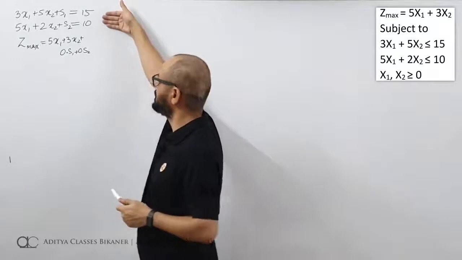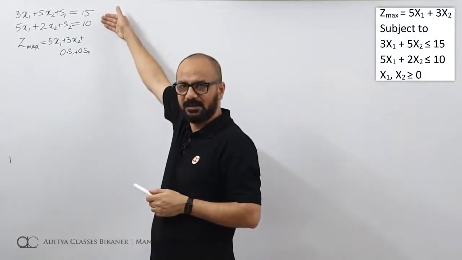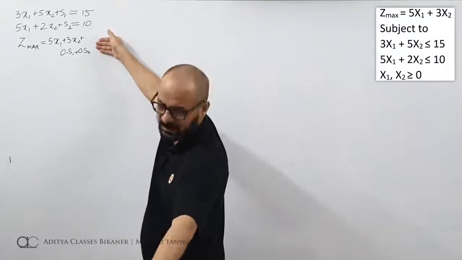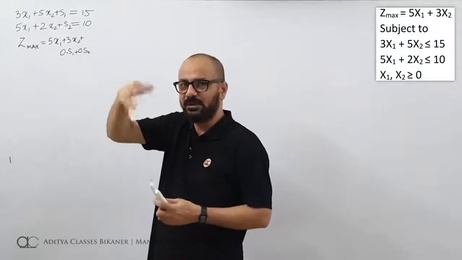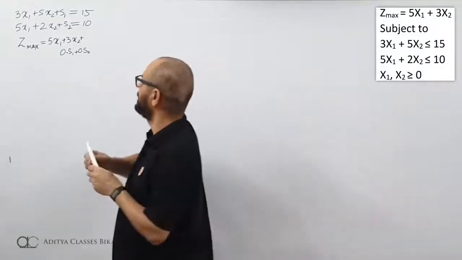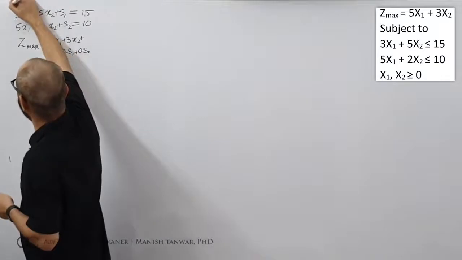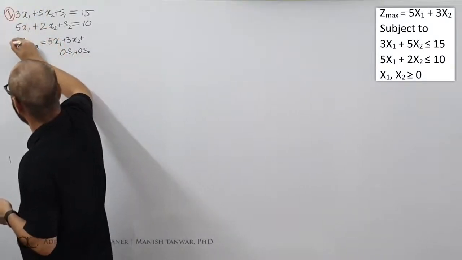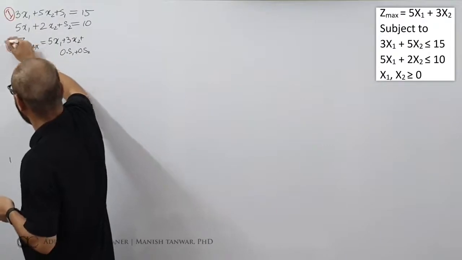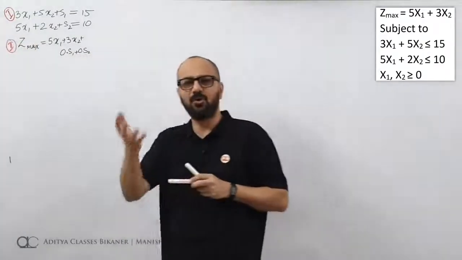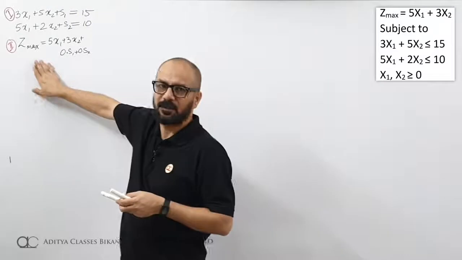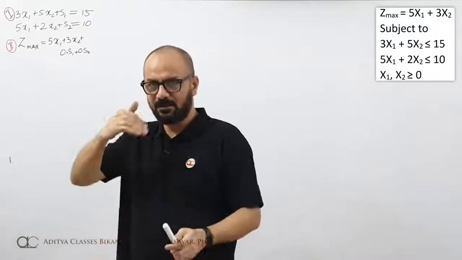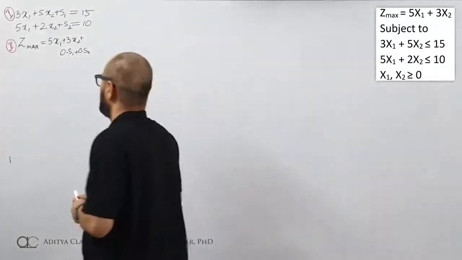So the first step was to convert inequalities into equalities. The second step was to include all the variables used in the objective function. From here on, we'll start the solution of our question.